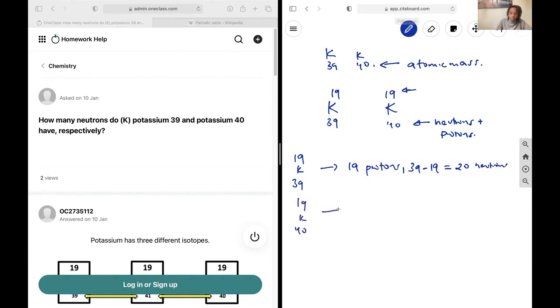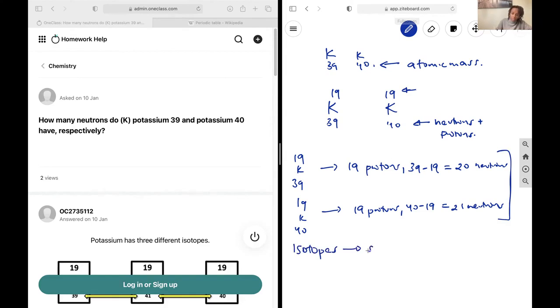Potassium 40 also has 19 protons and 40 minus 19 neutrons, and that is going to give me 21. Let me just ensure I'm getting the right numbers here. Yeah, and so we can see that these two are something called isotopes.